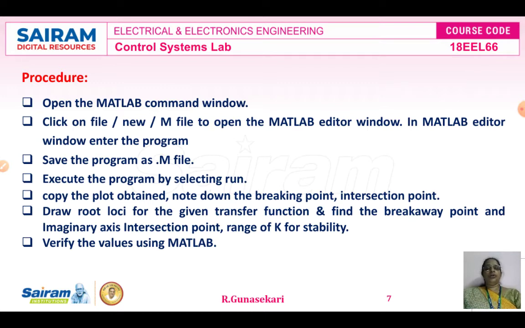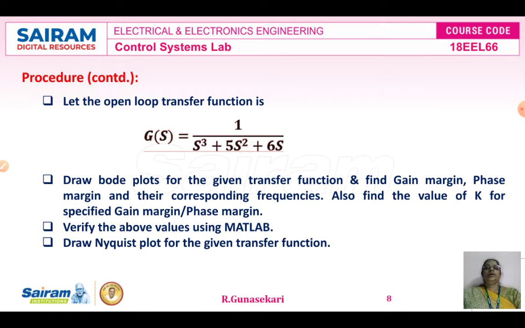Draw the root loci for the given transfer function and find the breakaway point, the imaginary axis intersection point, and the range of K for stability. Verify the values using MATLAB. First, the open loop transfer function is G(s) equal to 1 divided by s cubed plus 5s squared plus 6s. This is the given open loop transfer function.